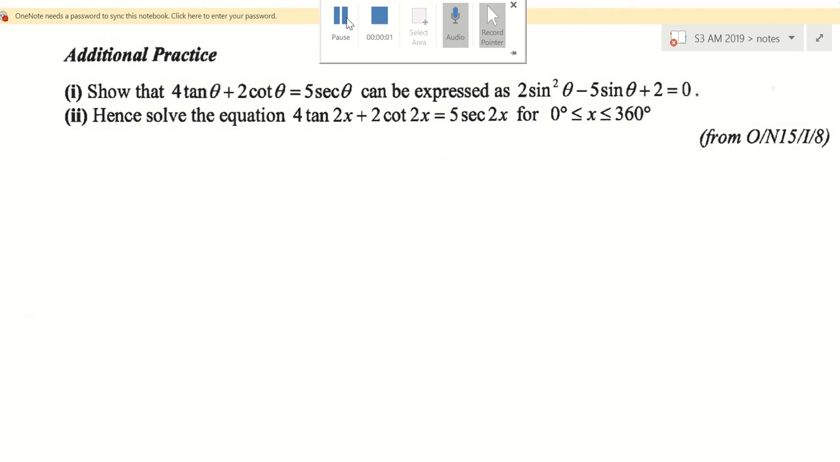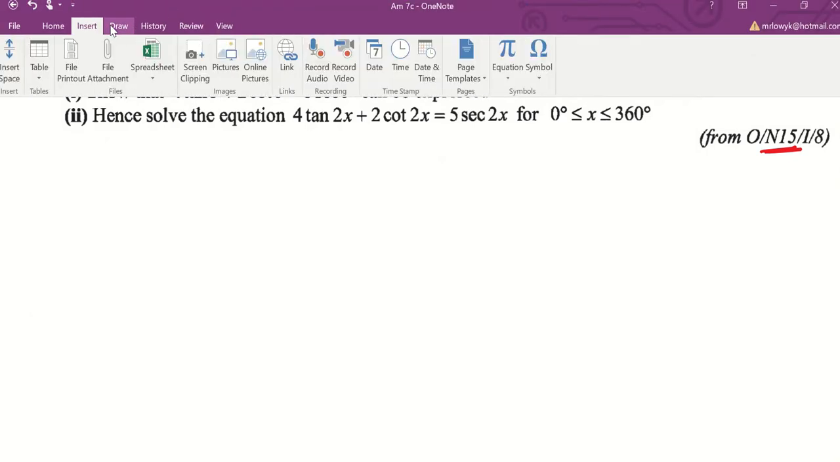Tell me, this is which year? 2008. No, 2015. So this is a 2015 paper.